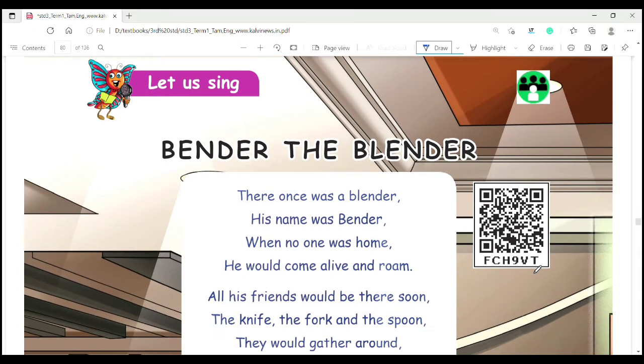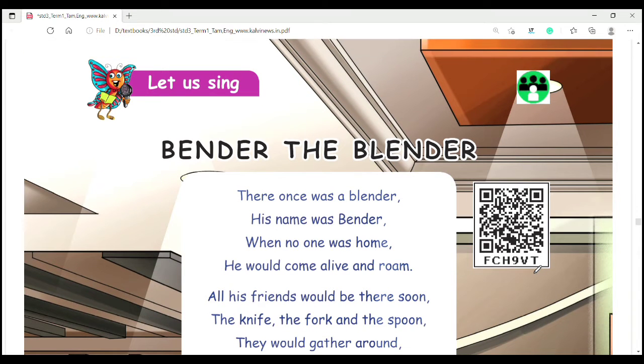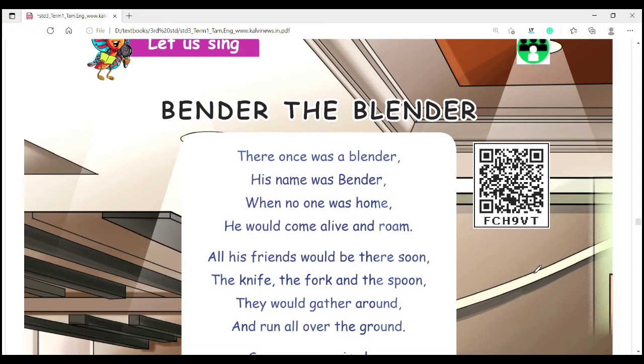So now we are going to learn a new poem that is Bender the Blender. So what is a blender? A blender is a mixie. So it's used to blend the vegetables and fruits. So why we use a blender? To blend, to cut, to mix, right? So here there was a blender, so that is a mixie, and the name of the blender is Bender. It's interesting, right? So what does the blender do?